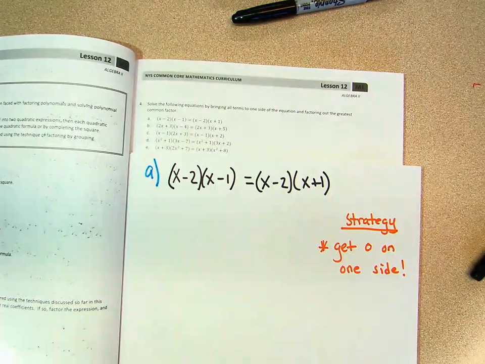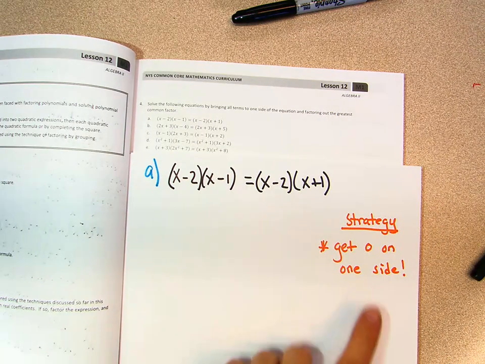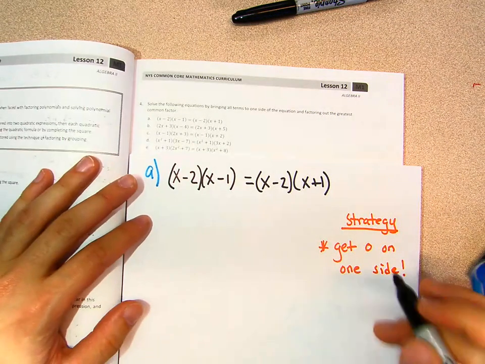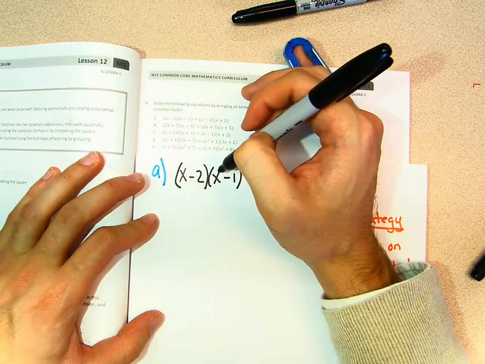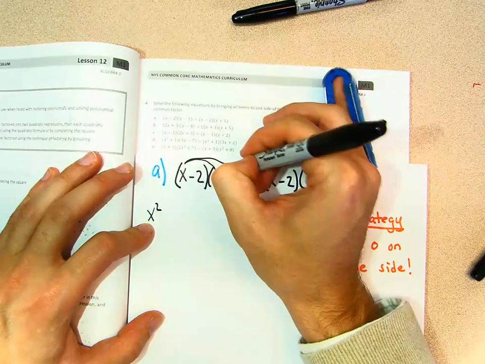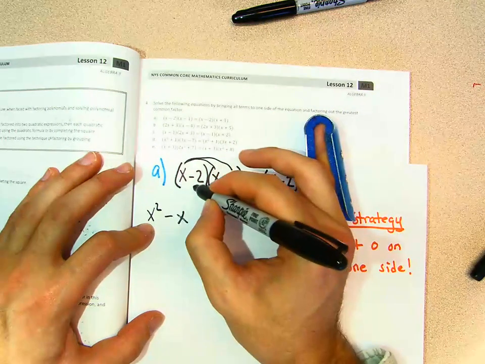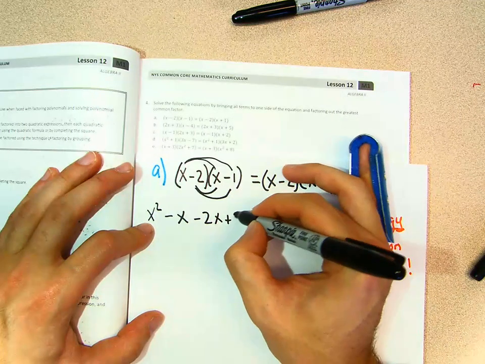Well, the strategy is to get 0 on one side. So let's FOIL this out and see what happens. I want you to FOIL this. X times x is what? X squared. X times minus 1, minus x. Minus 2 times x, minus 2x. Minus 2 times minus 1 is plus 2.